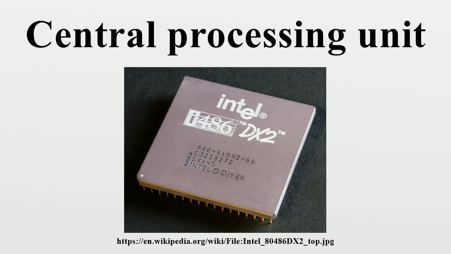SSI ICs, such as the ones used in the Apollo guidance computer, usually contained up to a few score transistors. To build an entire CPU out of SSI ICs required thousands of individual chips, but still consumed much less space and power than earlier discrete transistor designs.